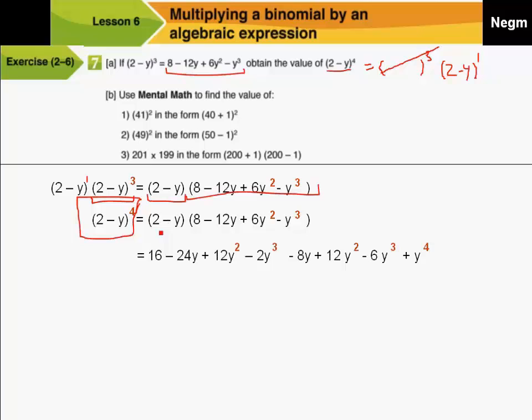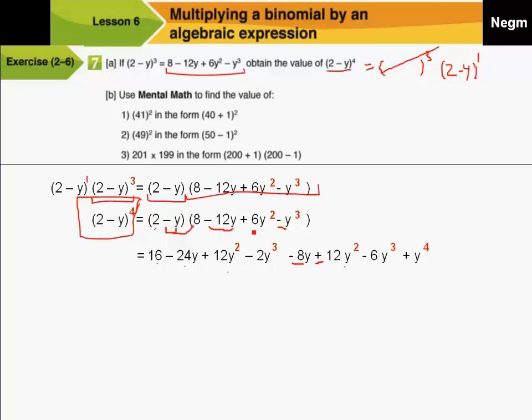It is very easy. 2 times 8 is 16, plus 2 times minus 12y is minus 24y. 2 times 6y squared is plus 12y squared. 2 times minus y cubed is minus 2y to power 3. Minus y times 8 is minus 8y. Minus y times minus 12y. Minus times minus is plus 12y squared.